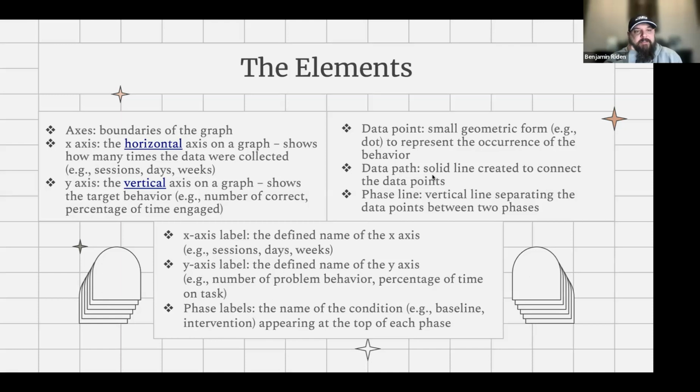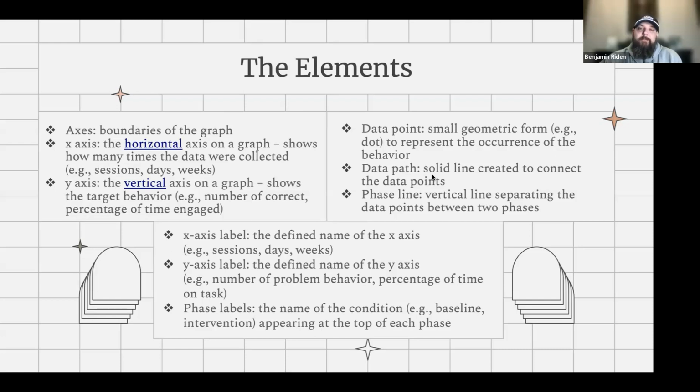Then we have our vertical axis or the y-axis. And this graph shows us what the target behavior is. So the number of correct steps completed correctly, the percentage of time engaged on a task, the number of talkouts, et cetera, et cetera. That y-axis is focusing on the behavior. We also have the data points, which are our small geometric shapes or forms, typically a shaded dot, but it could be squares and triangles. And this represents the occurrence of the behavior on that specific day, how much we collected for that day.